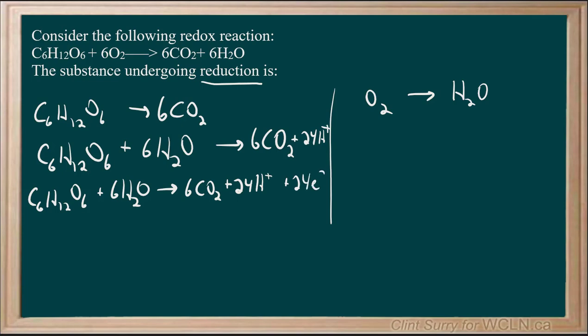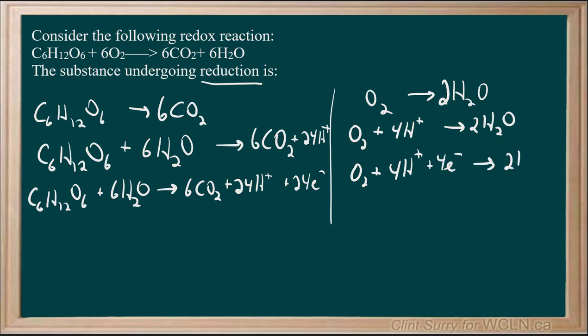Now I look over at the other half reaction. I have oxygen going to form water. The first thing I'm going to do is double the water so that the major element, or oxygen, is balanced. The next thing I do is I'm going to add 4H plus to balance off the hydrogen in the reaction. And then finally I need to add in 4 electrons to balance the charge to be neutral on each side. Now the fun part goes, I need to look at, I have 24 electrons here, 4 here, so I need to multiply this side by 6.